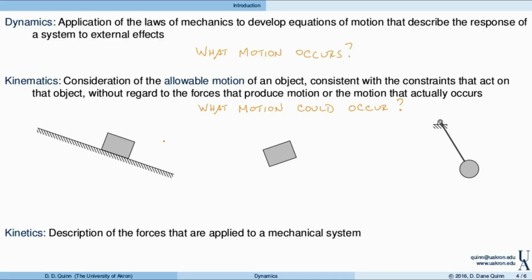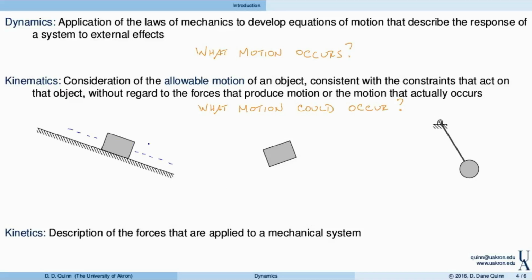And here I have three examples. So in the first example, this block is constrained to move on the plane. Granted, the plane is inclined, but the block can only move up and down the plane. So that constraint influences the kinematics of the system. So if I were to measure where this block is, I could get away with simply measuring the distance down the plane, because it can't move off the plane, right? It has to stay on the plane. So that's a constraint, and that influences the allowable motion.